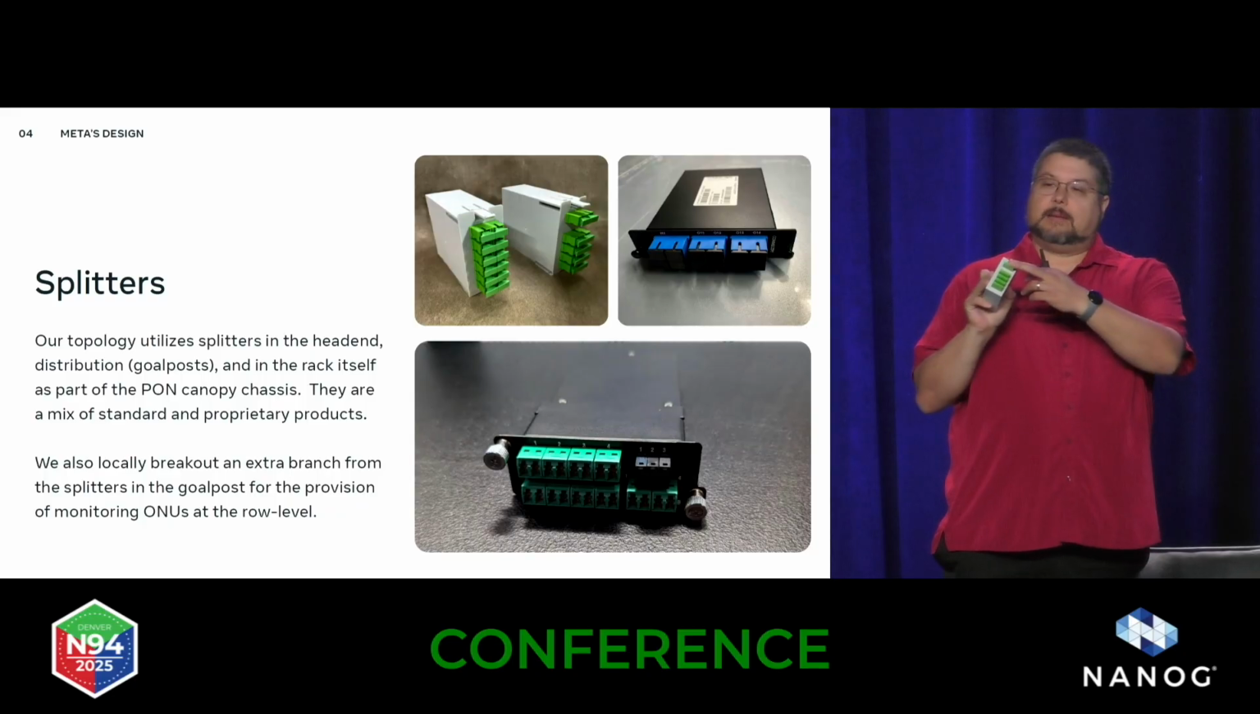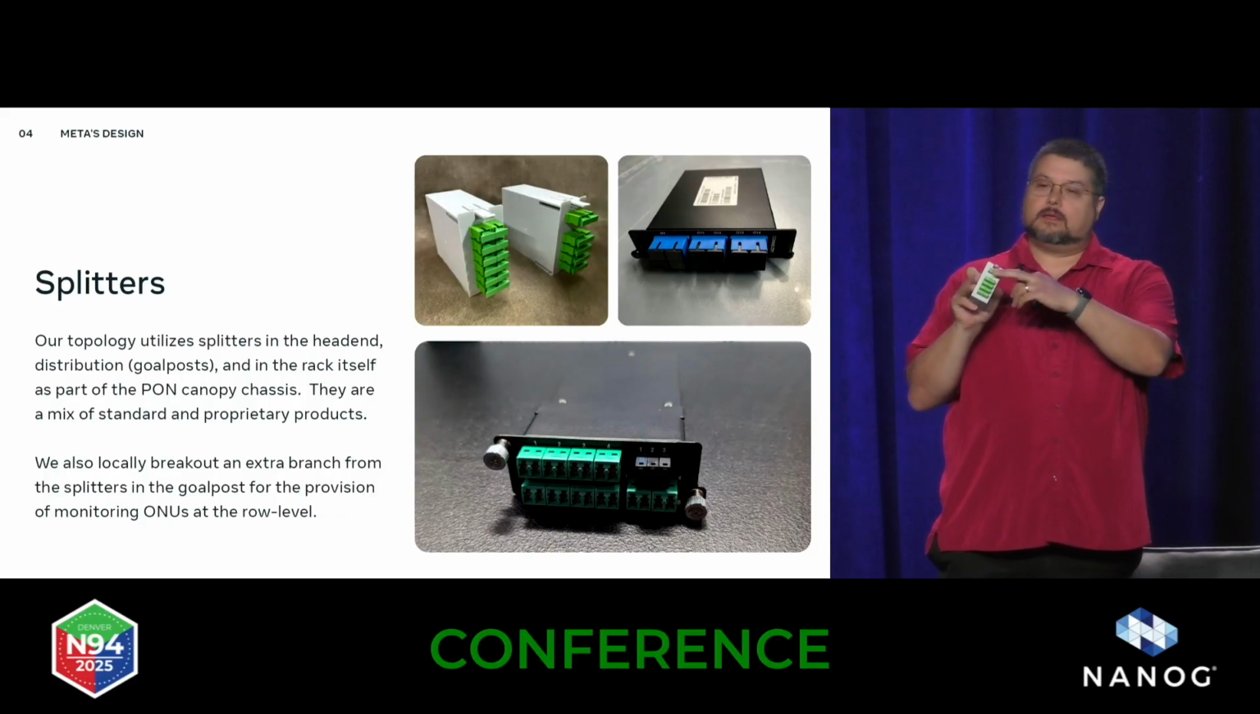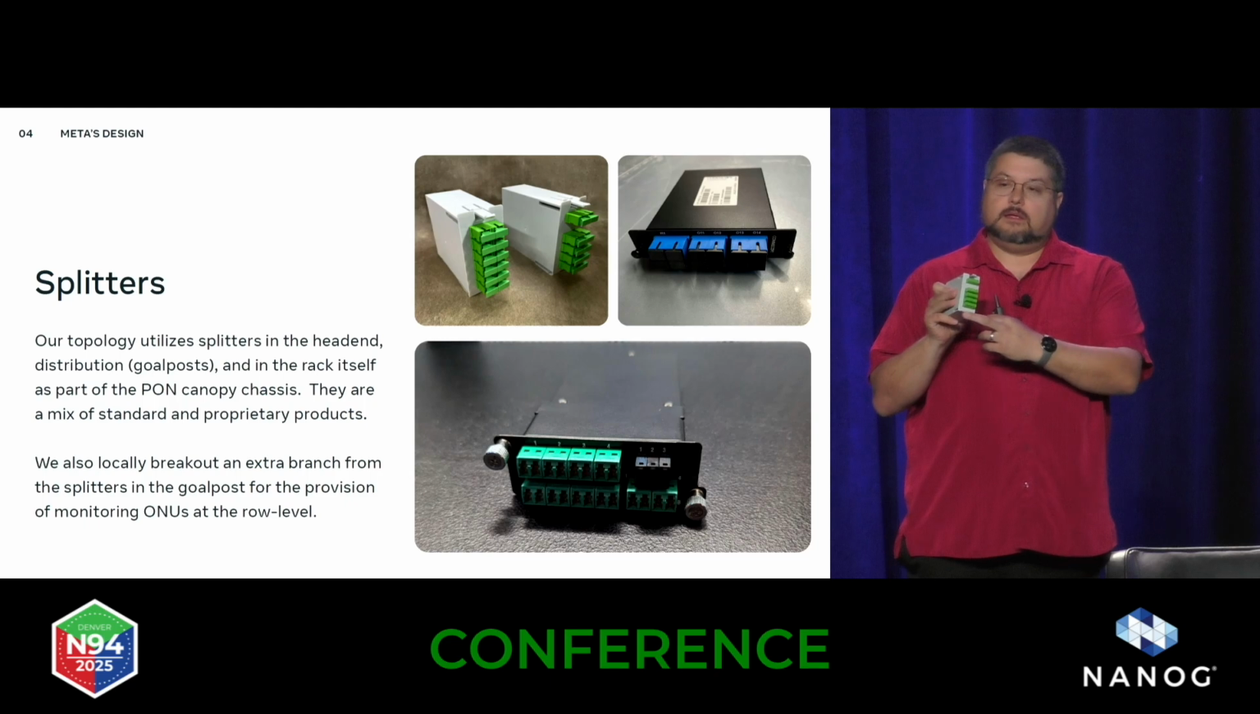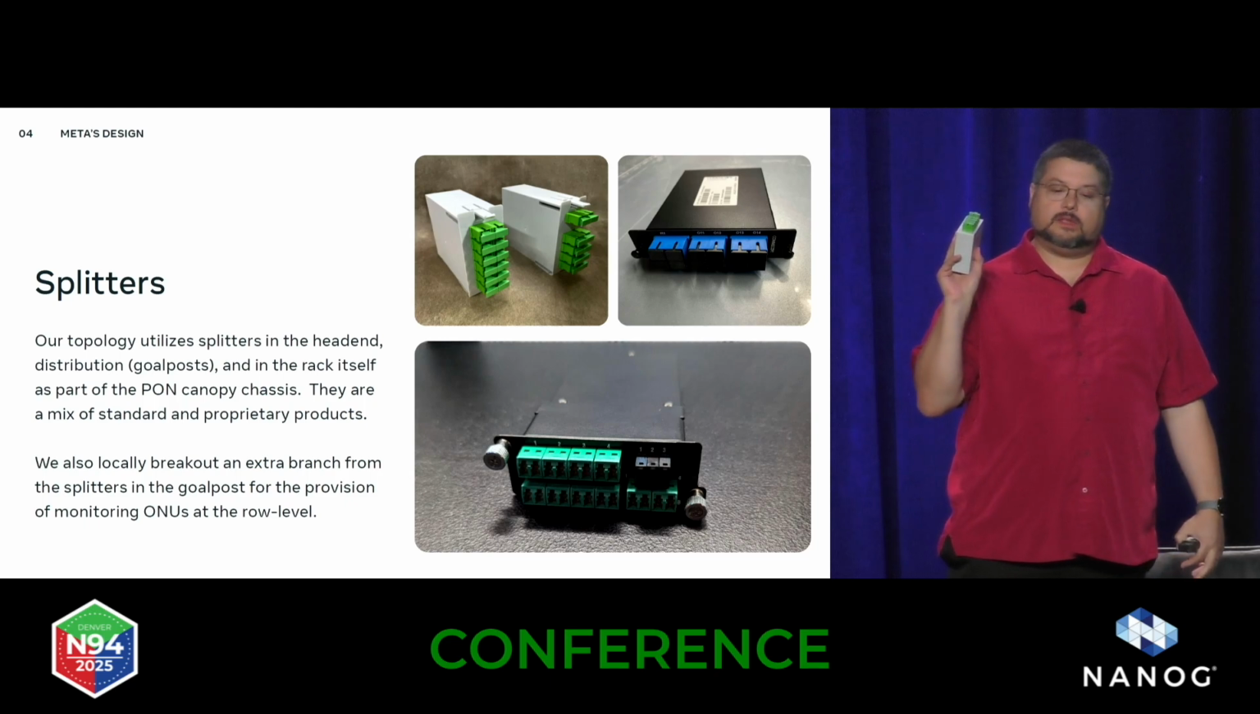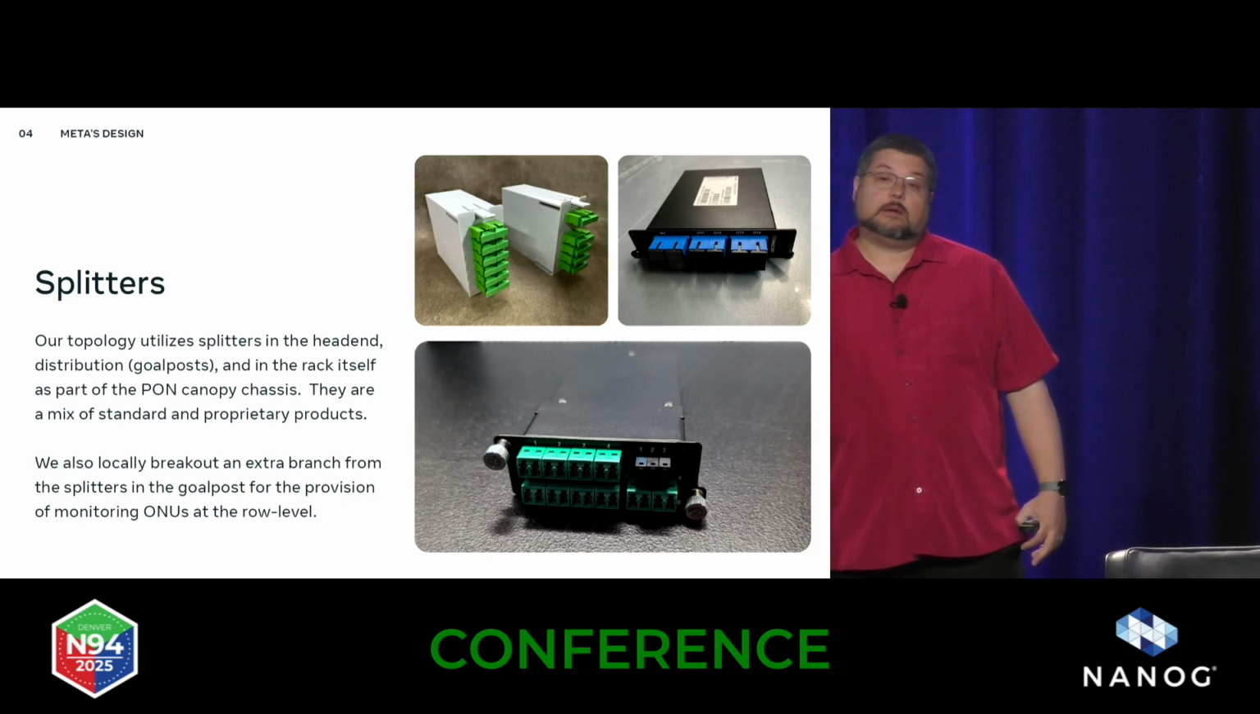And so we would have the top of rack fiber, or the fiber coming in from the rack, simply going into the top of the splitter. And then this splitter is capable of serving up to 8 ONUs in the rack. That's how we get to that 32 port Ethernet in some of our rack designs.